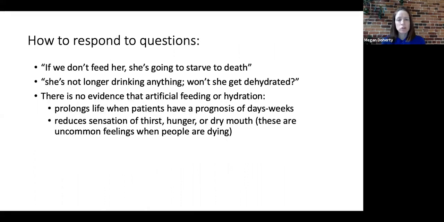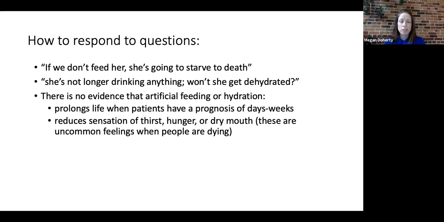So, how do we respond to questions like this? The parents may ask, if we don't feed her, she's going to starve to death. She's no longer drinking anything. Won't she get dehydrated? We need to share with families that there's no evidence that artificial feeding or hydration, meaning by IV or NG tube or gastrostomy tube, prolongs life when patients have a prognosis of days or weeks.